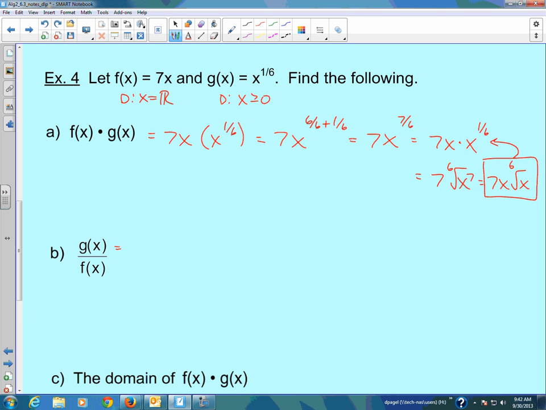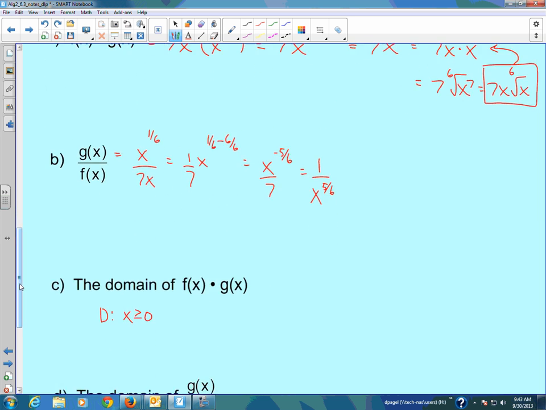g of x divided by f of x. So now I've got x to the 1/6 divided by 7x. Again, the only bases are x, so I have 1/7 x to the 1/6 minus 6/6. So that gives me x to the negative 5/6 over 7, or 1 over 7x to the 5/6. And once again, the denominator that's fractional, I want it to become a power of 1.